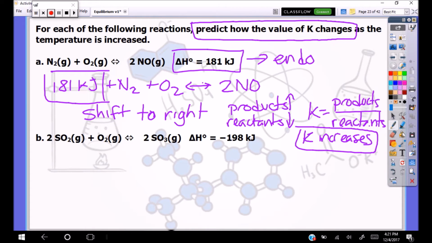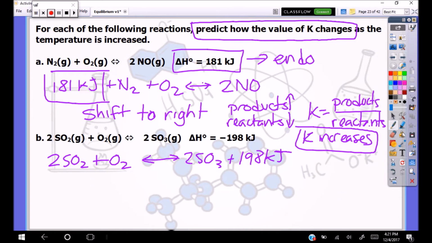So let's go ahead and rewrite the second one together, and then I'll let you take your best guess. All right. Where does heat go on this side of the equation? Well, it's negative, so it is exothermic. So we've got negative 198 becomes a positive 198 on the product side, okay?